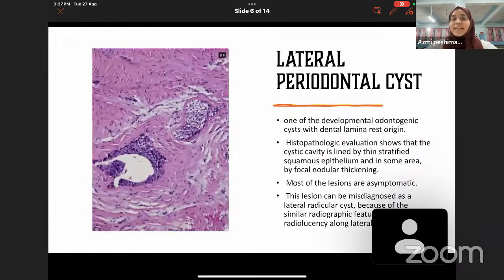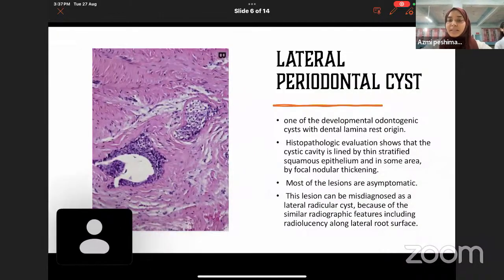The second one is the lateral periodontal cyst. It is a developmental odontogenic cyst with dental lamina rest origin. On histopathologic evaluation, the cavity is lined by thin stratified squamous epithelium and in some areas by focal nodular thickening. These lesions are asymptomatic and can often be misdiagnosed as lateral radicular cysts because of similar radiographic features.